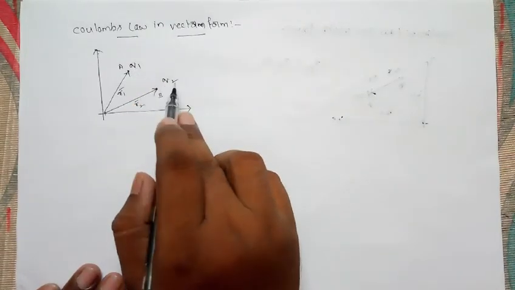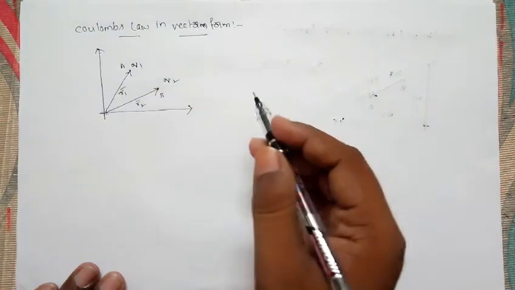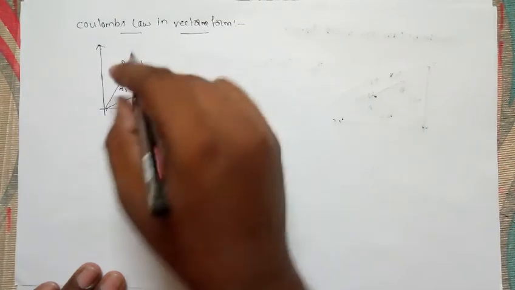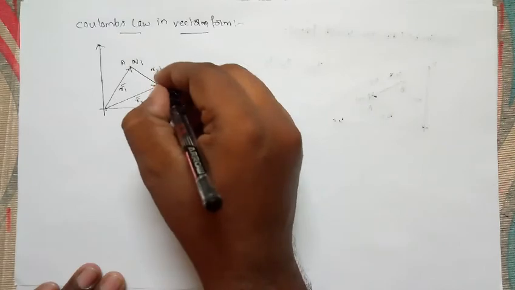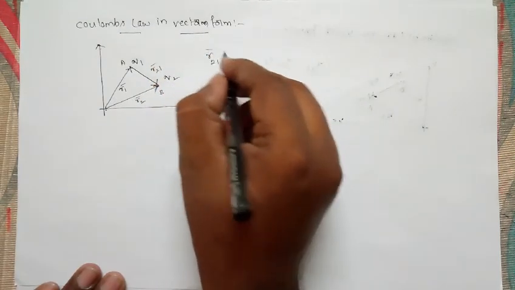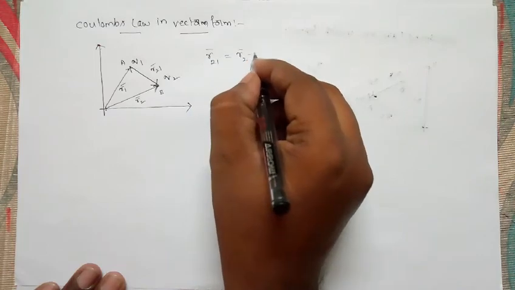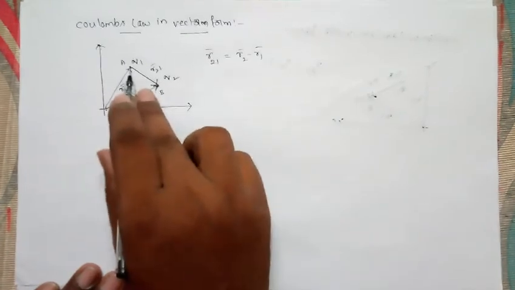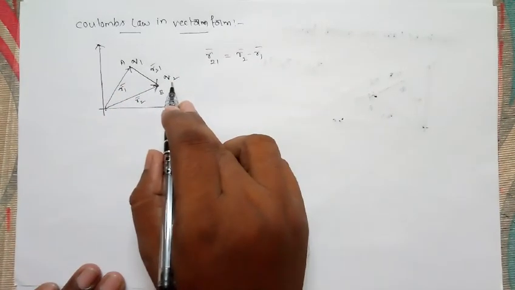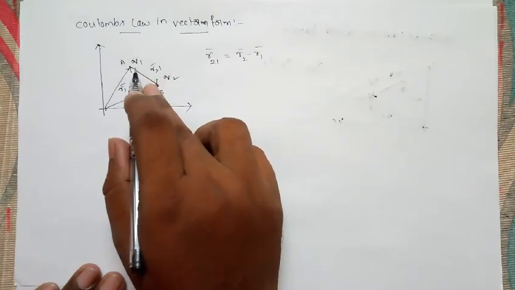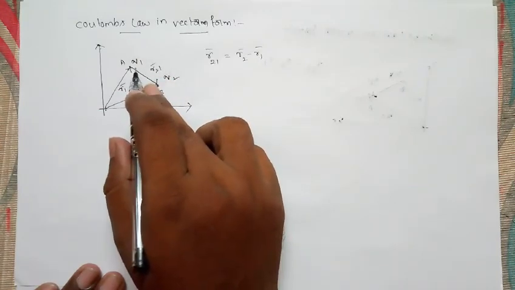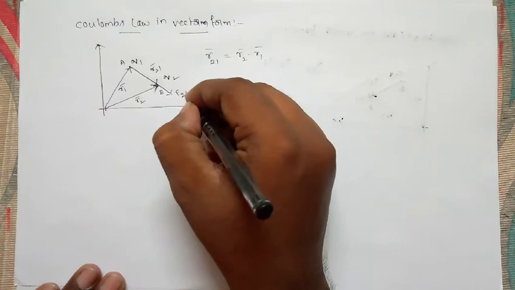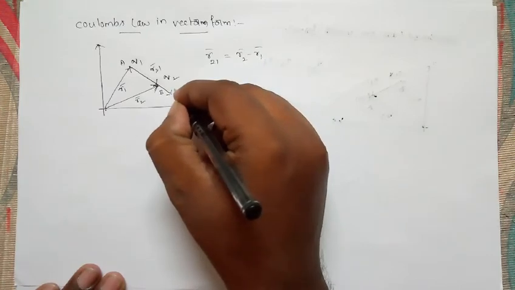Then Q1 will exert force on Q2, and Q2 will exert force on Q1. Now if you join this line like this, then from the triangle of vectors this will be R21 bar, that is R21 bar equal to R2 bar minus R1 bar. Then the force acting on Q2 by Q1, we can take it as F21, that is, force acting on the second charge due to the first one, F21 bar.